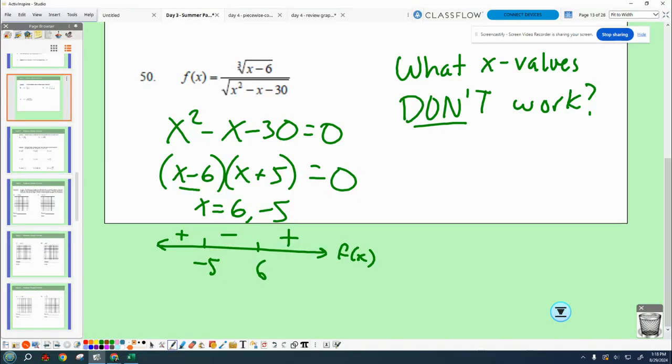Am I allowed to do square root of 0? I can do square root of 0, but can I divide by that? No. So my domain is negative infinity to negative 5, and 6 to infinity. Round brackets.